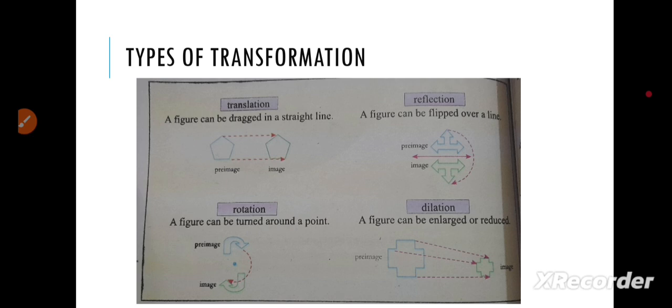In rotation the figure can be turned around a point. In dilation we enlarge or reduce the size of the image, just like when you open up a camera and you want to zoom in and zoom out. What is zooming in and zooming out? This is a sort of dilation.